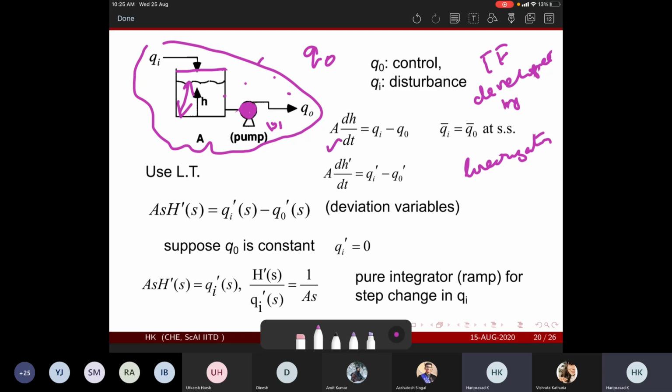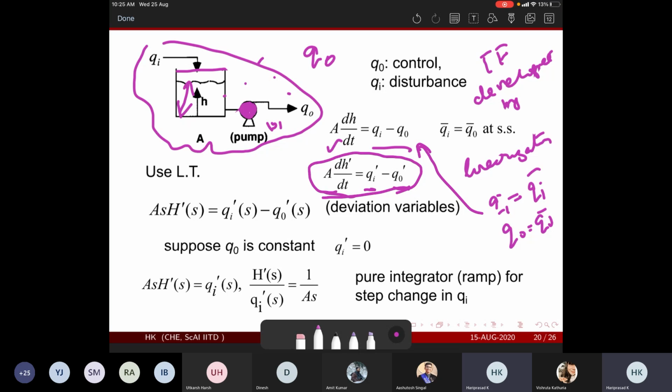So the mass balance is A dH/dt = Qi - Q0. Assume that at the steady state condition, Qi is Qi bar and Q naught, which is the outlet flow rate, is Q naught bar. What I am trying to say is this is after the deviation. So when you subtract this properly, you would get A dH'/dt = Qi' - Q0'.